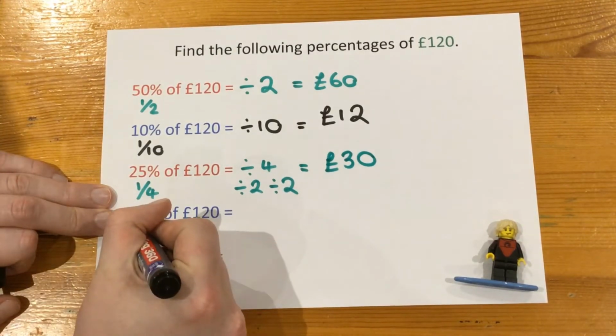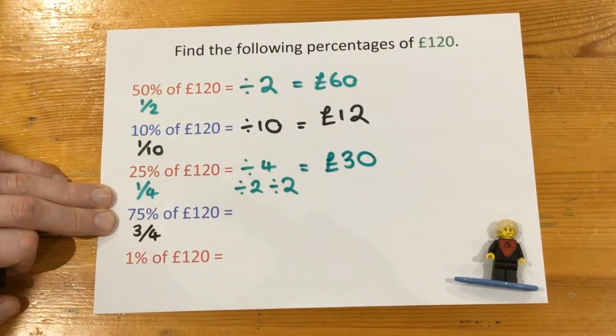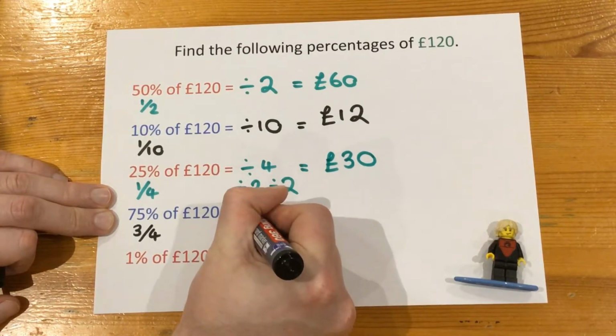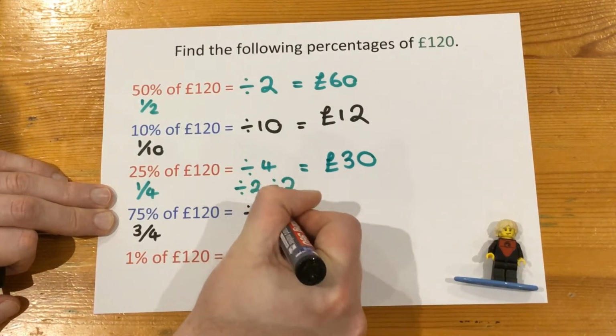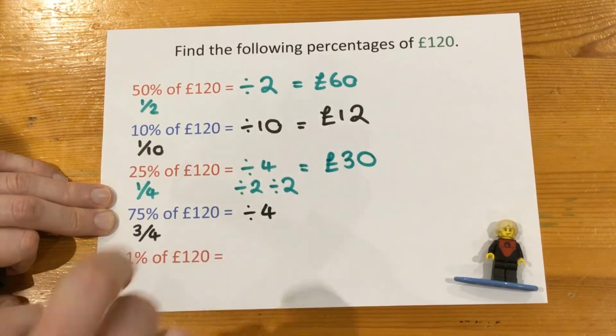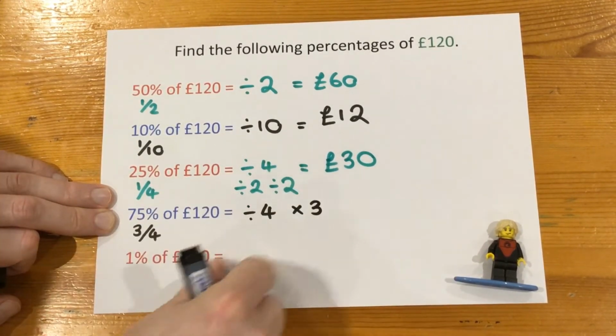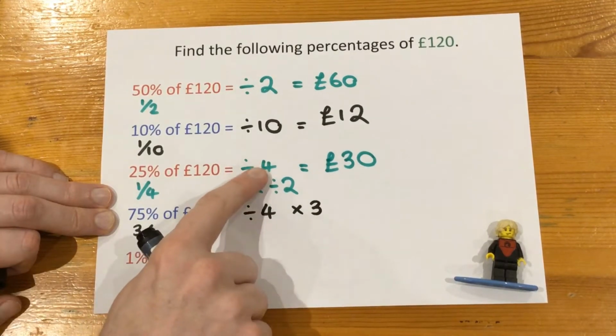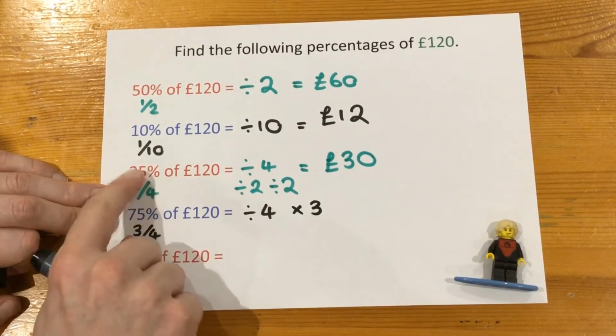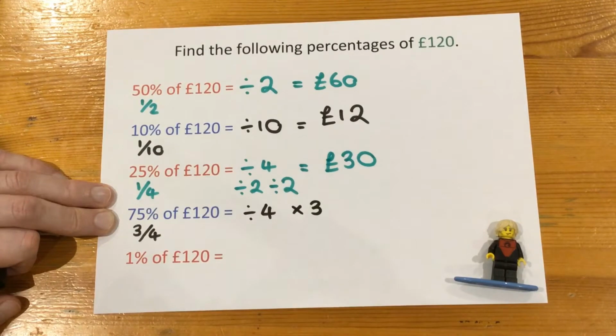75% is the same as 3/4. Now, the easiest way to find 3/4 is to find 1/4 first by dividing by 4 and then multiplying that by 3 to turn that from 1/4 to 3/4. I've already done the dividing by 4. I already know that 1/4 or 25% is £30.